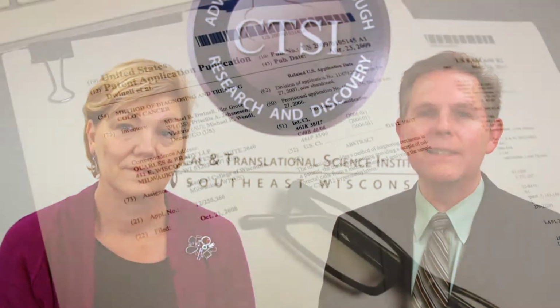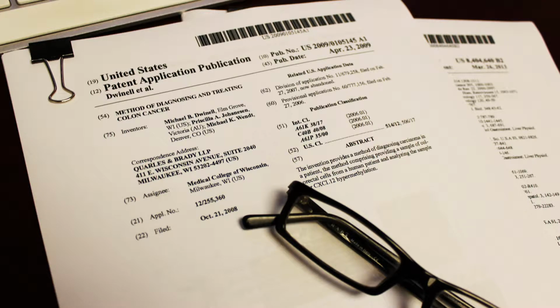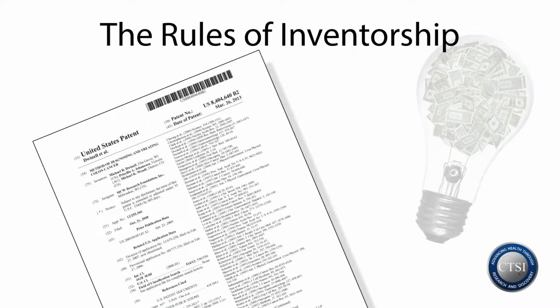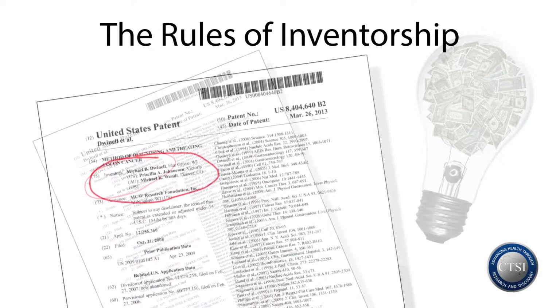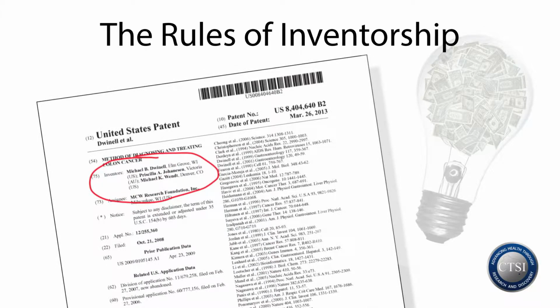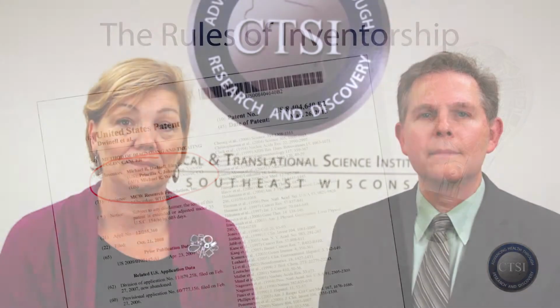We work with clients every day to help decide who should be listed as an inventor on a patent application, and we're here today to explain some of the rules to you. We say rules because inventorship is governed by strict rules. It's important that the list of inventors submitted with a patent application be accurate and complete. A U.S. patent application that fails to properly identify the true inventors is invalid.